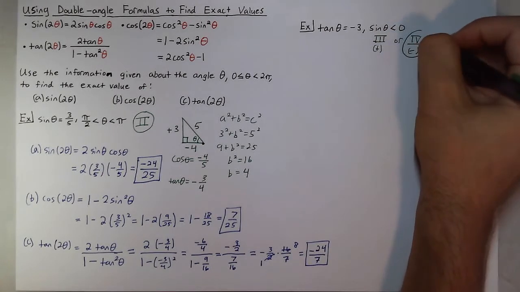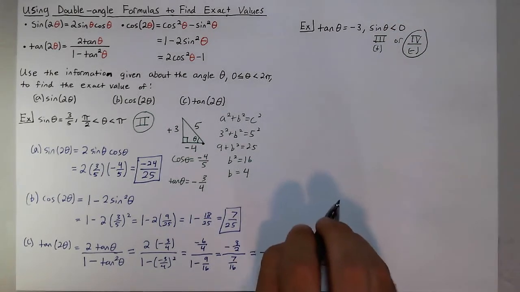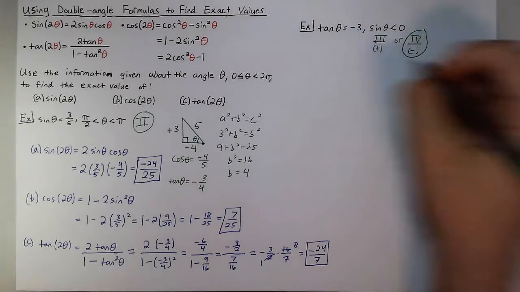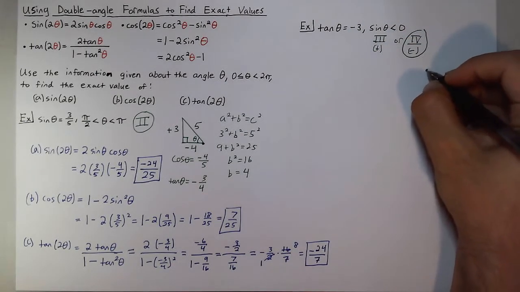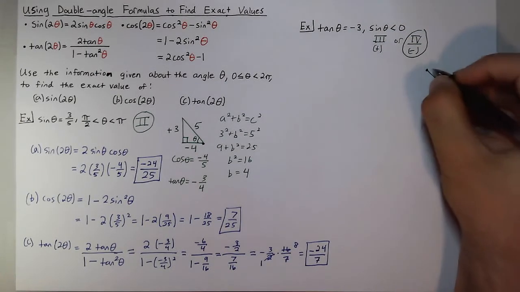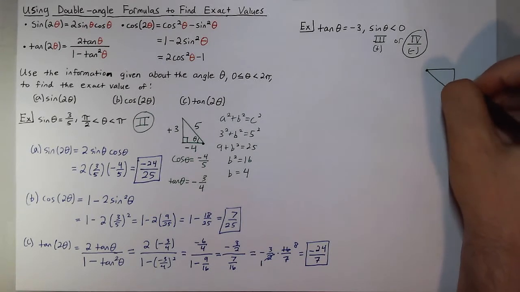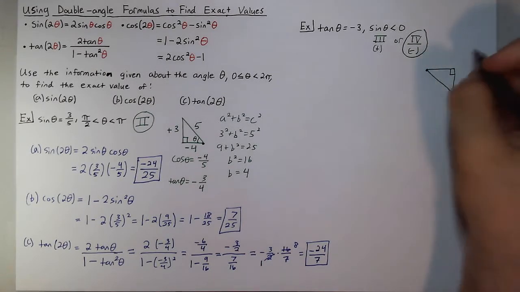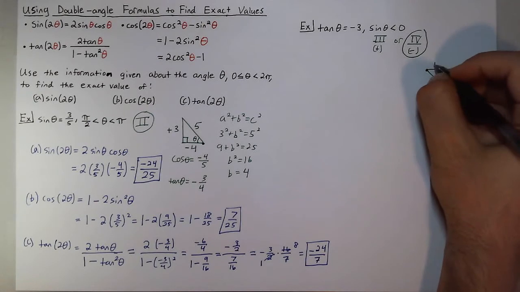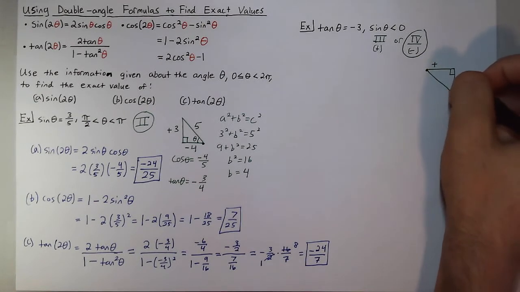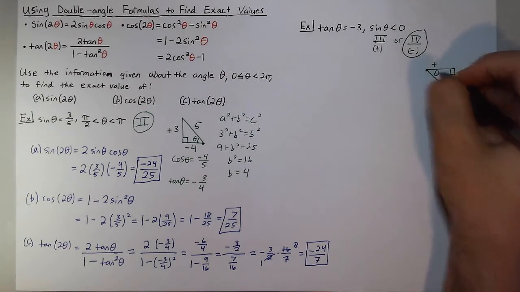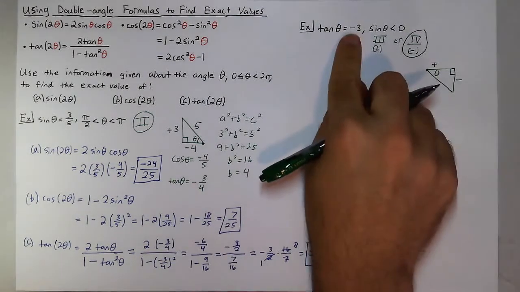So I'm going to go with quadrant 4 for where the reference triangle is going to be made. So I'll draw a triangle, put an angle out to the bottom right into quadrant 4. This just indicates that my x value is positive, my y value is negative. And tangent here is negative 3.